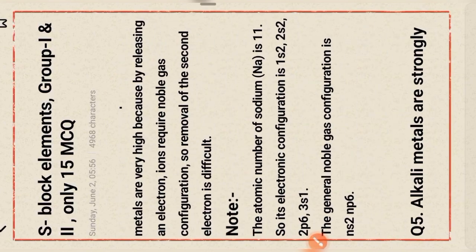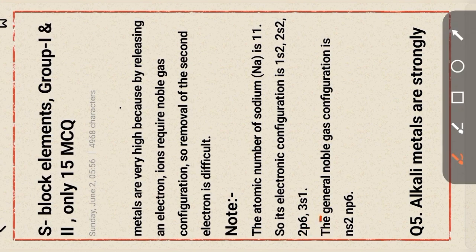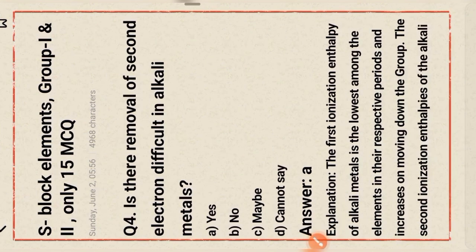Now I explain with the sodium electronic configuration: 1s2, 2s2, 2p6, 3s1. Before 3s1, the 2s2 2p6 is the noble gas electronic configuration. Removal from the noble gas electronic configuration is very tough. That is why the removal of the second electron is difficult in alkali metals. It is very difficult.